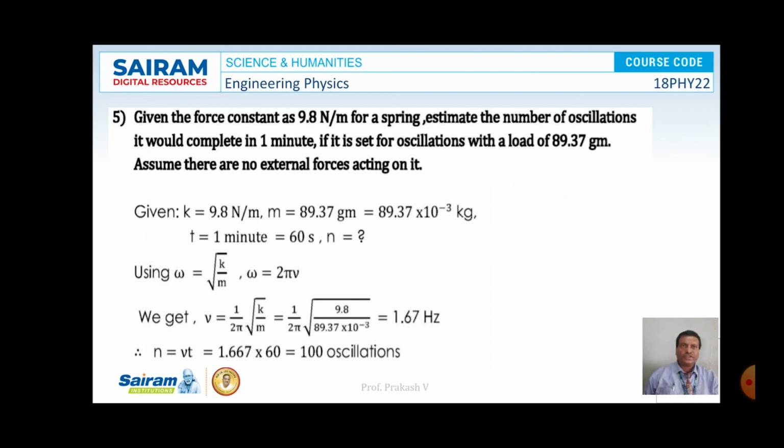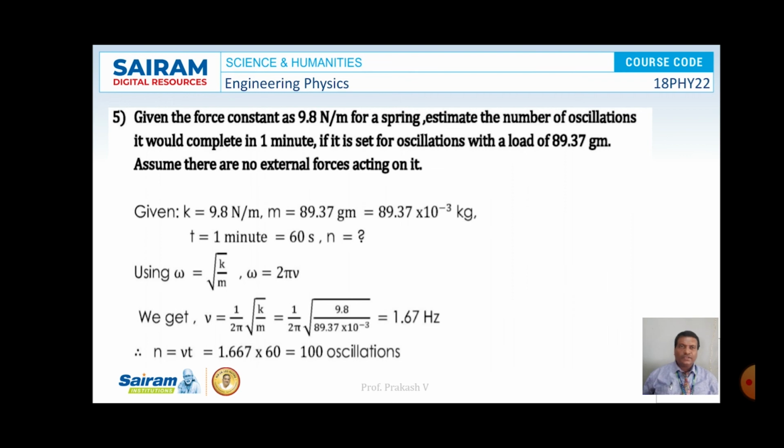Here the force constant is given as 9.8 Newton per meter, and then m is 89.37 grams, convert that into kg, and t is 60 seconds or 1 minute. And using the formula omega is equal to square root of k by m, and further omega is equal to 2 pi mu, the value of mu can be written as 1 by 2 pi into square root of k by m. Substitute the value of k and m in the formula, and on simplification the value of mu is 1.67 Hz.